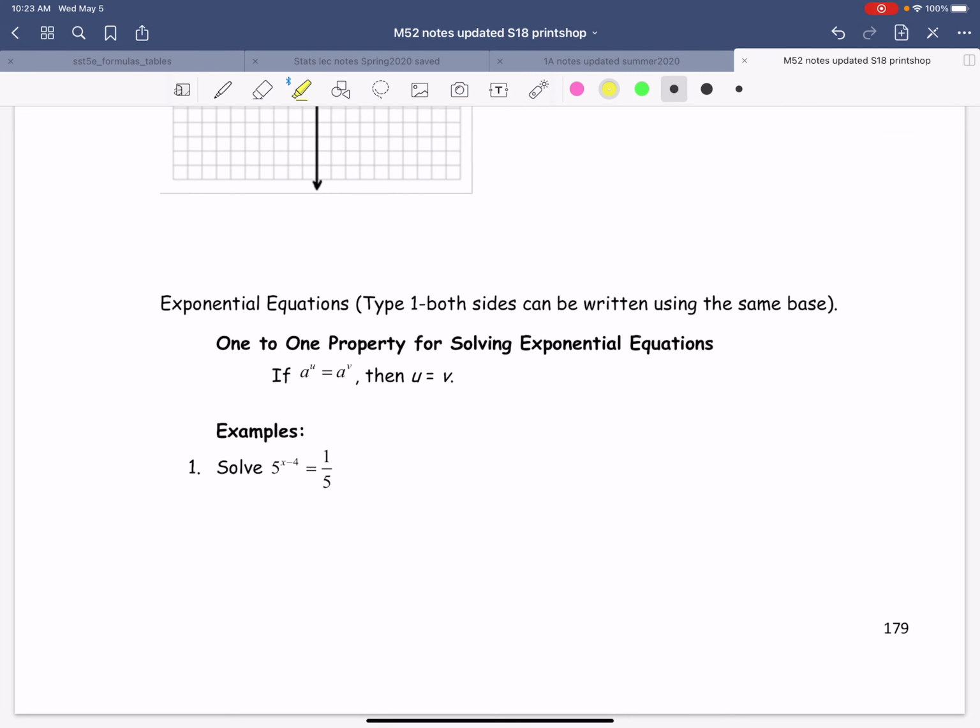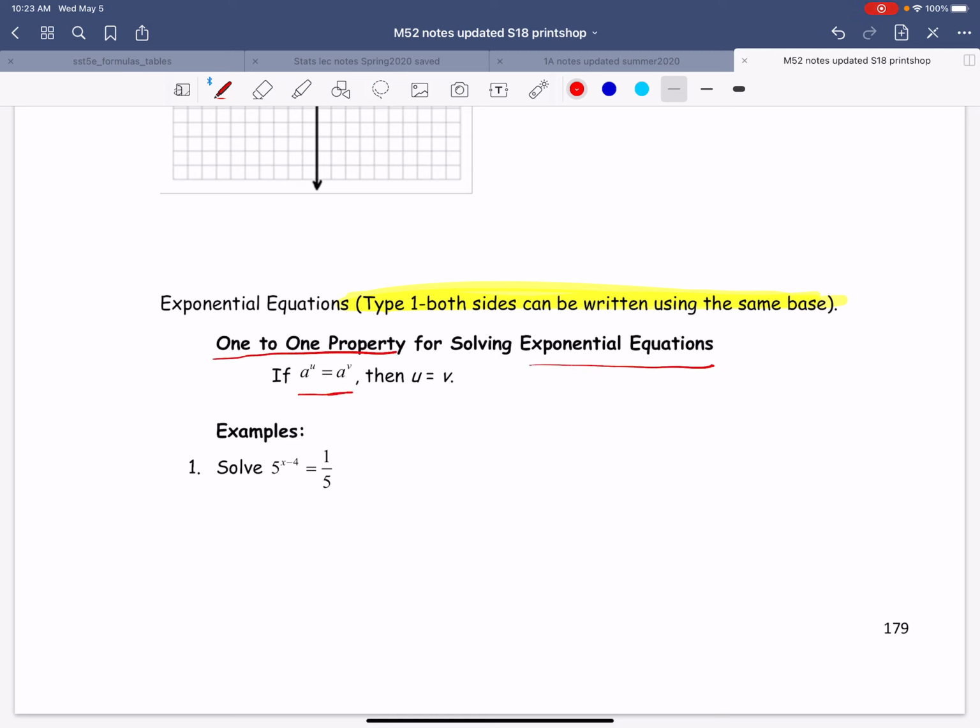In this video, we're going to focus on solving exponential equations of type 1. Type 1 equations are the ones where both sides either have the same base or they can be written with the same base. Let's look at some examples. We need to remember the one-to-one property for exponential functions.